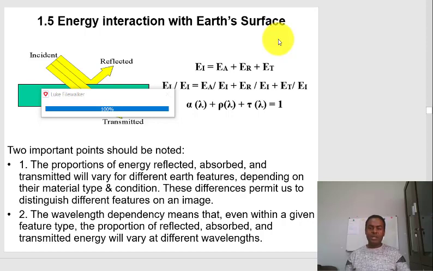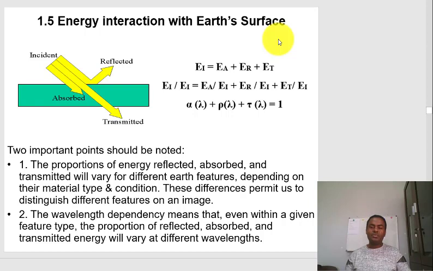In remote sensing, knowing energy interaction with Earth's objects is very important. This is the incident electromagnetic radiation. Once it reaches the surface of the Earth, it creates three types of interaction: absorption, transmission, and reflection. So energy incident is equal to energy absorbed, reflected, and transmitted. If you divide this part of the equation and this part of the equation by energy incident, it becomes what? This is one. This is one.